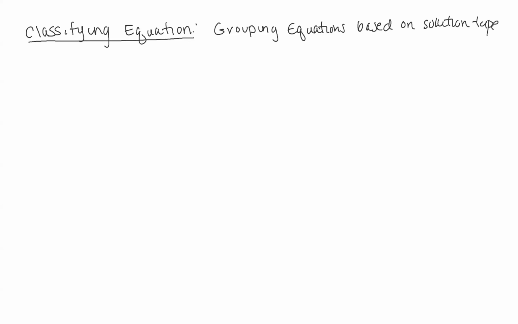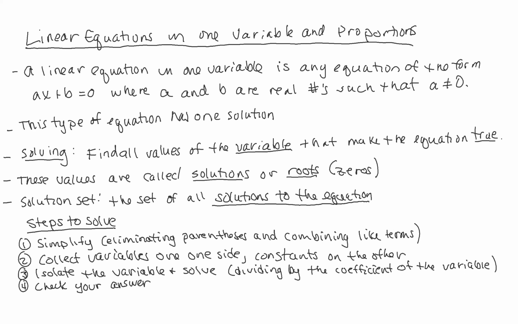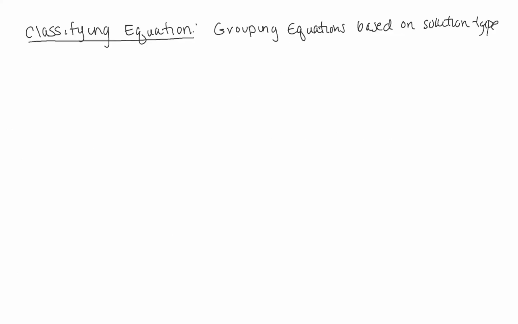All right. Now, at the beginning of this video, if I go way back to the first slide, we said a linear equation in one variable is any equation of the form ax plus b equals 0, where a and b are real numbers, such that a is not 0. I then followed it up with this type of equation has one solution. Well, yes, that is true. But there are two special cases where you could have an equation that has no solution, or you have an equation that has infinitely many solutions, okay? So let's talk about the three classifications.